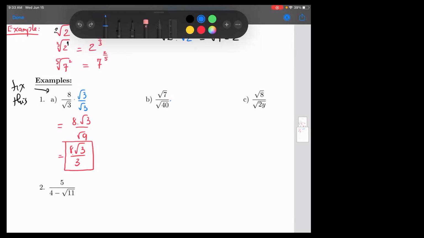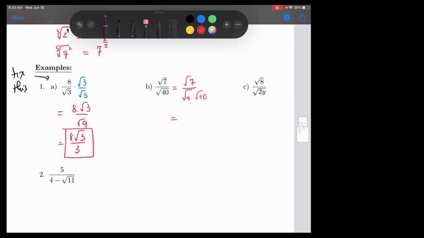40 is what times what? Give me two smart numbers. Yeah, 10 times 4. So it equals root 7 over root 4 times root 10. Root 4 is 2, times root 10. Now, what do I have to multiply top and bottom with? Yeah, root 10 instead of root 40, right? The reason I'm doing this is because if you multiply by root 40, it's too big of a number. So multiply both top and bottom by root 10.